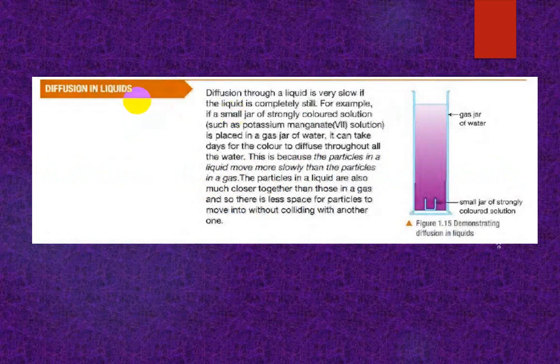Now diffusion in liquid. Diffusion through a liquid is very slow compared to gas. Diffusion through a liquid is very slow if the liquid is completely still. For example, if a small jar of strongly colored solution, such as potassium permanganate, the purple color, is placed in a gas jar of water, it takes days for the color to diffuse throughout all the water. This is because the particles in a liquid move more slowly than the particles in a gas. The particles in a liquid are also much closer together than those in a gas, and there is less space for a particle to move into without colliding with another one.